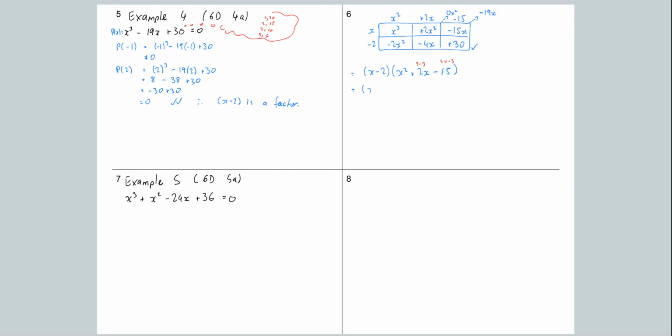So that's going to be x minus 2, x plus 5, x minus 3 as my three linear factors. Remember, it's not always linear factors. So now I can say that's equal to 0. So therefore, by the null factor law, I have x equal to 2, x equals negative 5, and x equals 3 as my three possible solutions. Remember, it's not always three solutions, but it's at most three solutions.